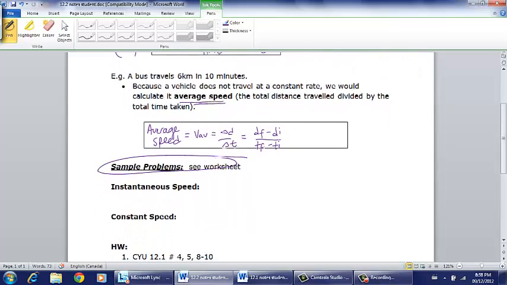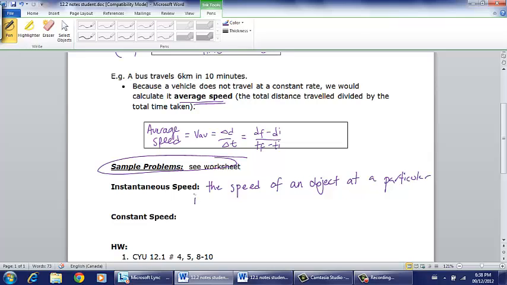Just a couple more definitions. We looked at average speed. Now we're going to look at instantaneous speed and constant speed. Instantaneous speed is the speed at any given instant. So the speed of an object at a particular instant in time. For example, if you're given a speeding ticket, you're getting a ticket for your instantaneous speed.